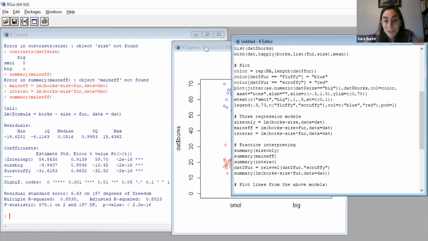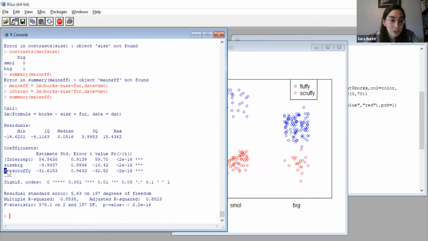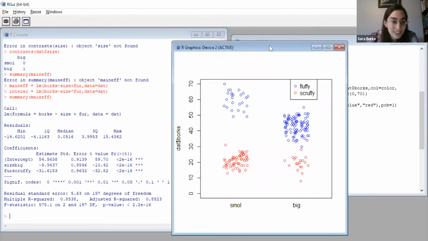Here is the next model. It's one step more complex. We have size and fur in the model, as you can think of them as two main effects. There's two variables in the model. The order does not matter, and there's no interaction between them. So take a stab at interpreting this one.